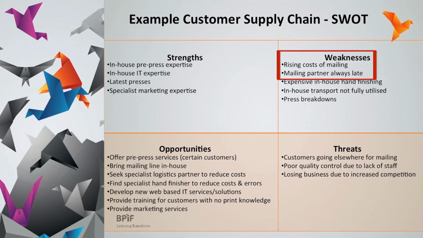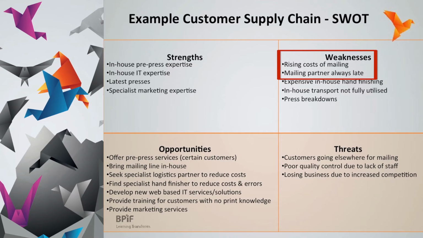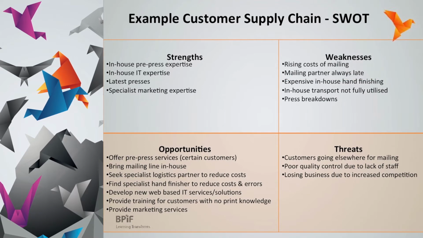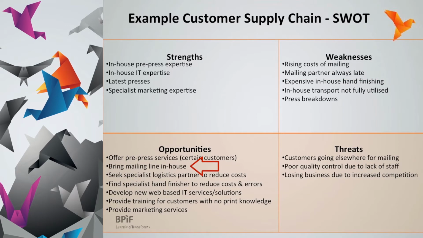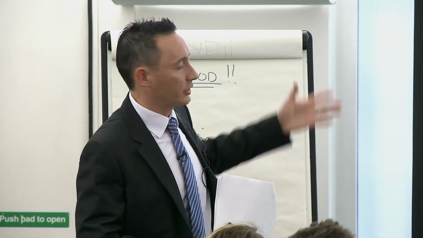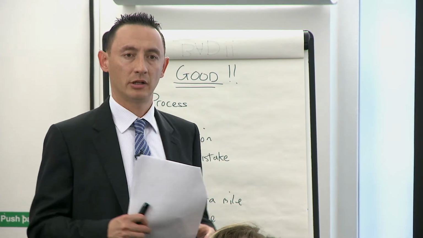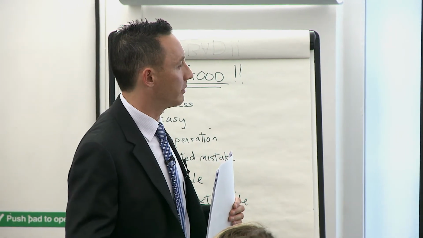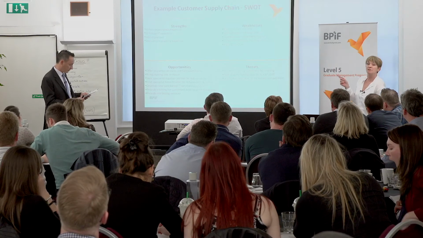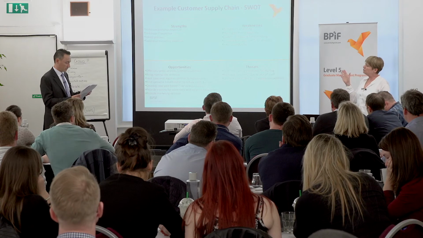One of your weaknesses might be rising costs of mailing, and your mailing partner's always late. So one of the opportunities might be, well, we're going to bring a mailing line in-house. And that's just, again, it's going to be on the VLE, but it just gives you an idea of how you could answer that assignment. Many of you would have done SWOTs in your first assignment, either on yourself or on other things. So it's a good model to use, if you like.